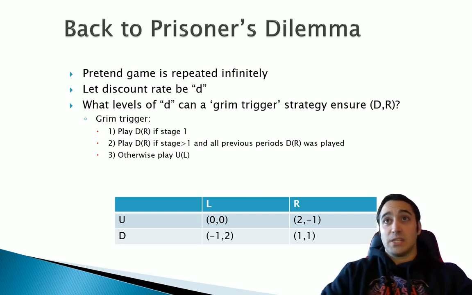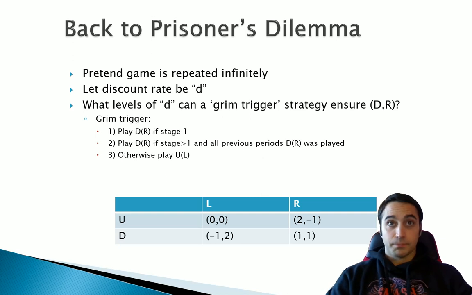The Grim Trigger strategy is described as thus. Both players are playing a Grim Trigger if they agree the first time they play this game, of all infinite times, that they're going to play down and right. Then, if you're not in the first stage, look at all of the previous times you've played this game. If every time you've played this game, everybody has played appropriately to get the 1-1 outcome, that is, if you're player 1, you've played down, and player 2 has played right, keep playing 1-1.